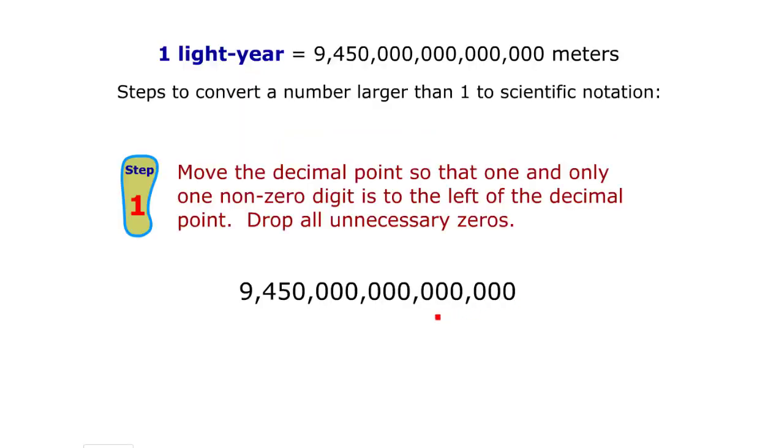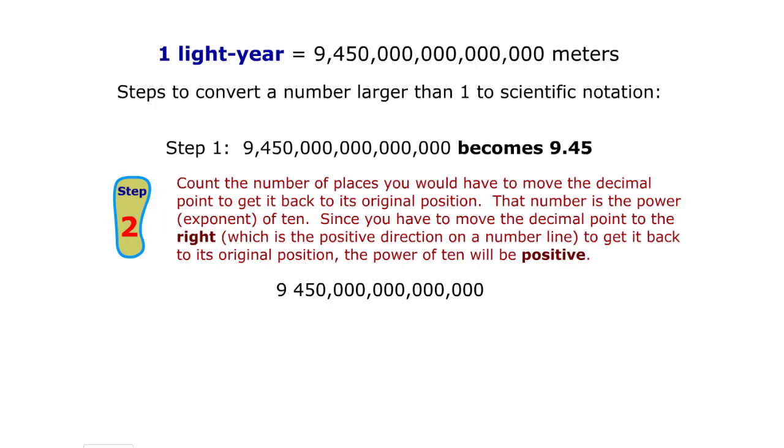Step 1. Move the decimal point so that 1 and only 1 non-zero digit is to the left of the decimal point. Drop all unnecessary zeros. This gives us 9.45. Step 2. Count the number of places you would have to move the decimal point to get back to its original position. That number is the power or exponent of 10.